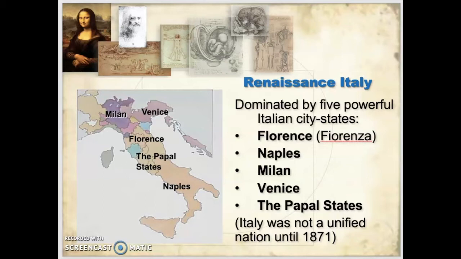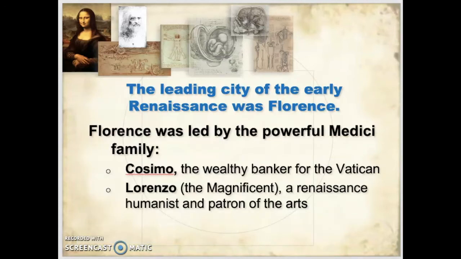There were other ones as well, but these are the 5 main ones, the 5 ones that dominated all of the others. And of course, the shining example where the Renaissance actually began was Florence, also known in Italian as Fiorenza. So Florence was the leading city in the early Renaissance. It was ruled by the very powerful Medici family. Cosimo Medici was the patriarch of the family in the late Middle Ages. He was a wealthy banker. In fact, he was the banker for the Vatican. So since the Vatican was the richest institution in Europe at the time, Cosimo was fabulously wealthy as the banker. He took his cut, as bankers do, and he had a lot of money to play with.